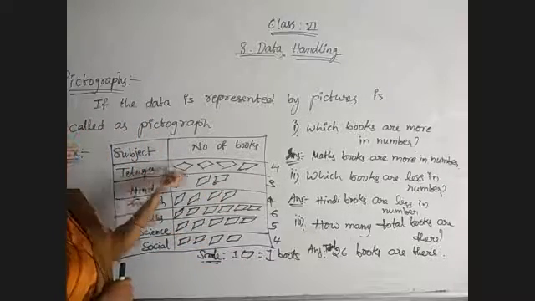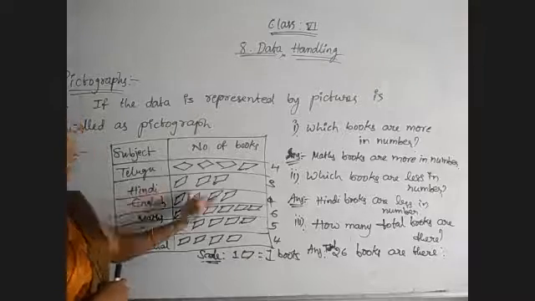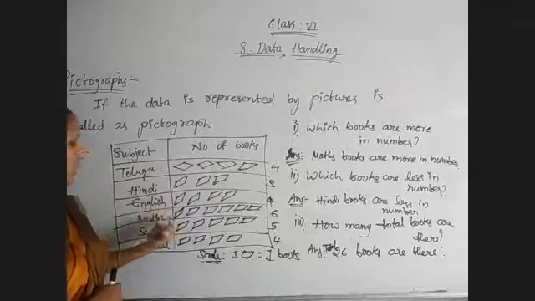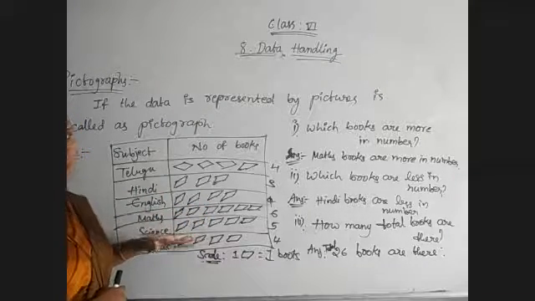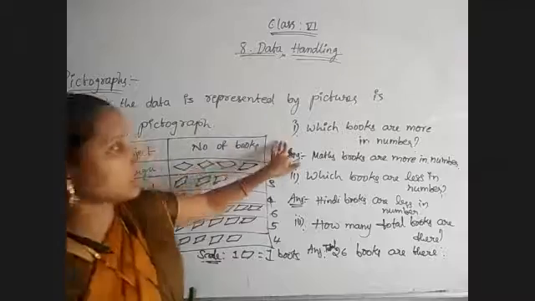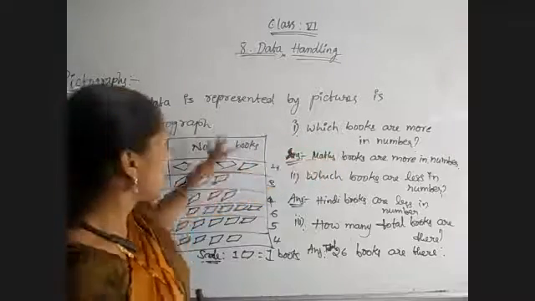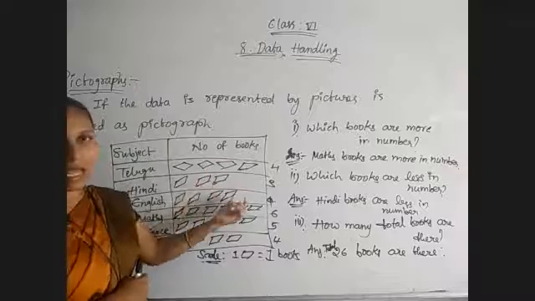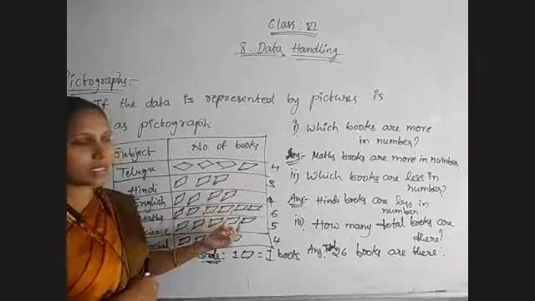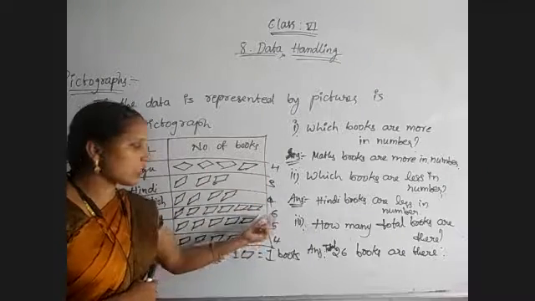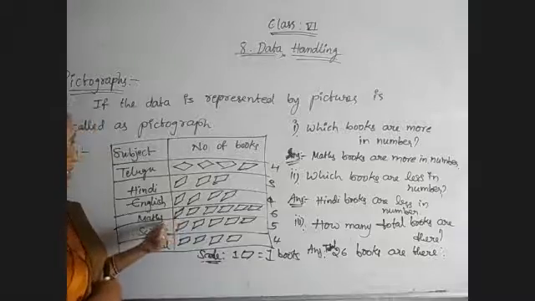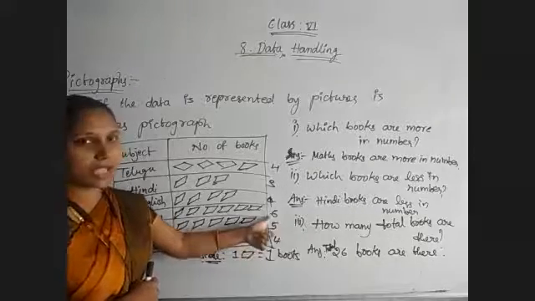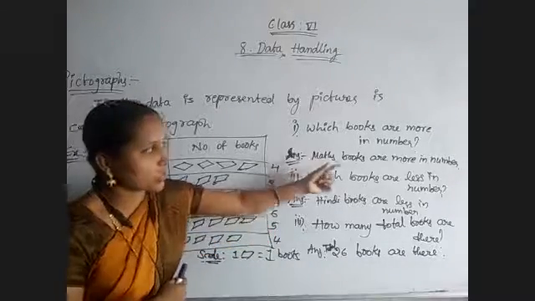So Telugu subject books are 4, Hindi 3 books, English 4 books. Like that, read the pictograph first and now answer the questions. Which books are more in number? Observe the given symbols and note the values. Now, which books are more in number? Maths. Yes, we have 6 math subject books. So math books are more in number.